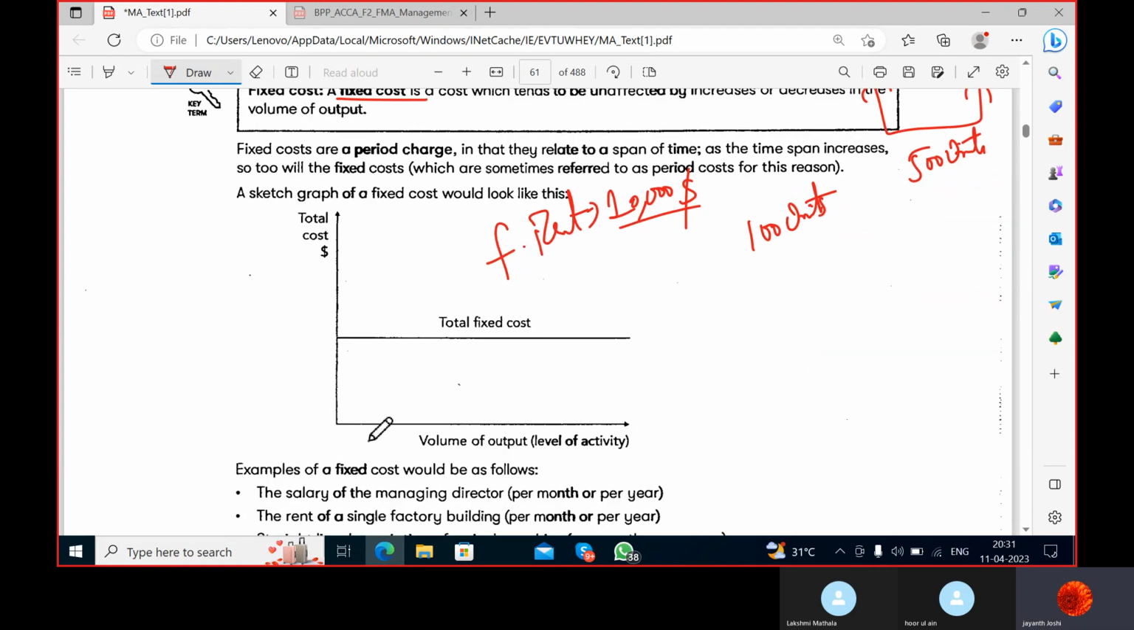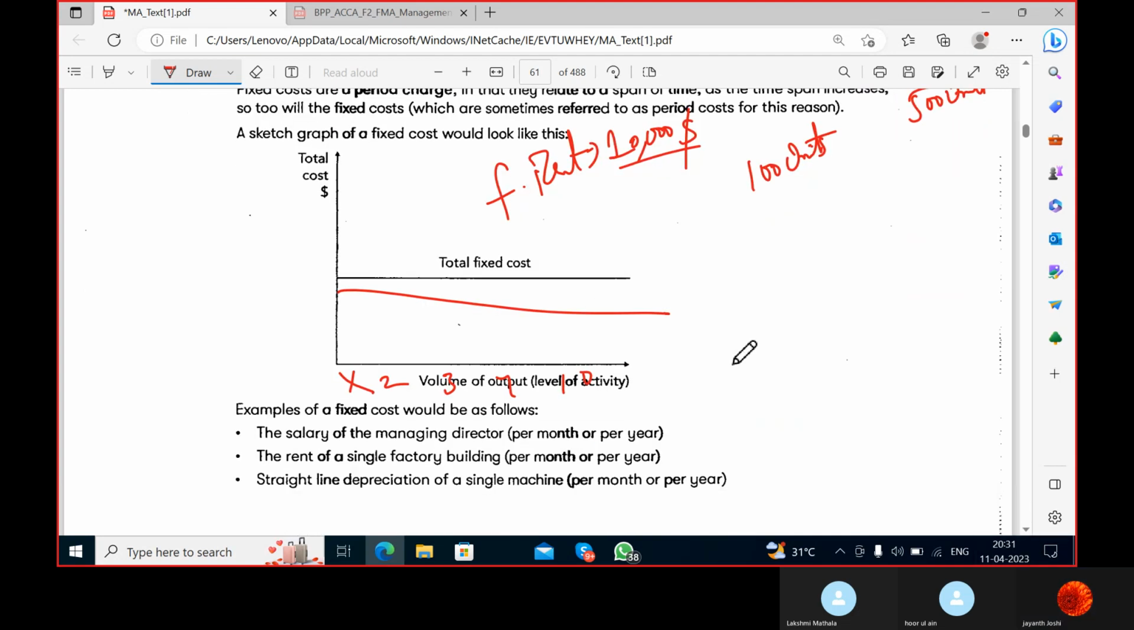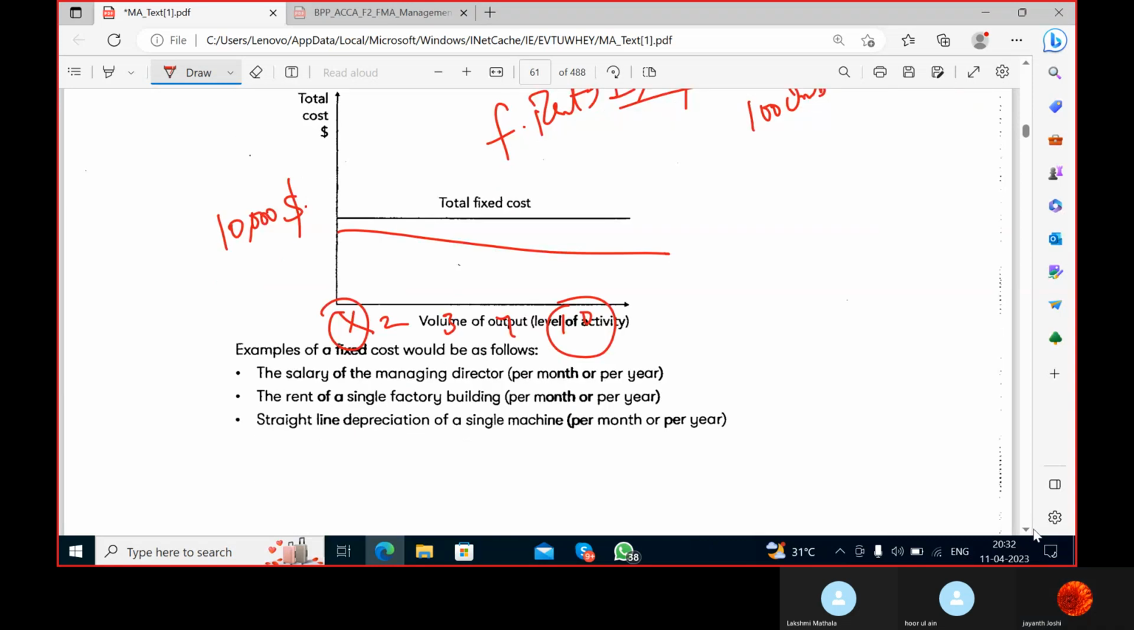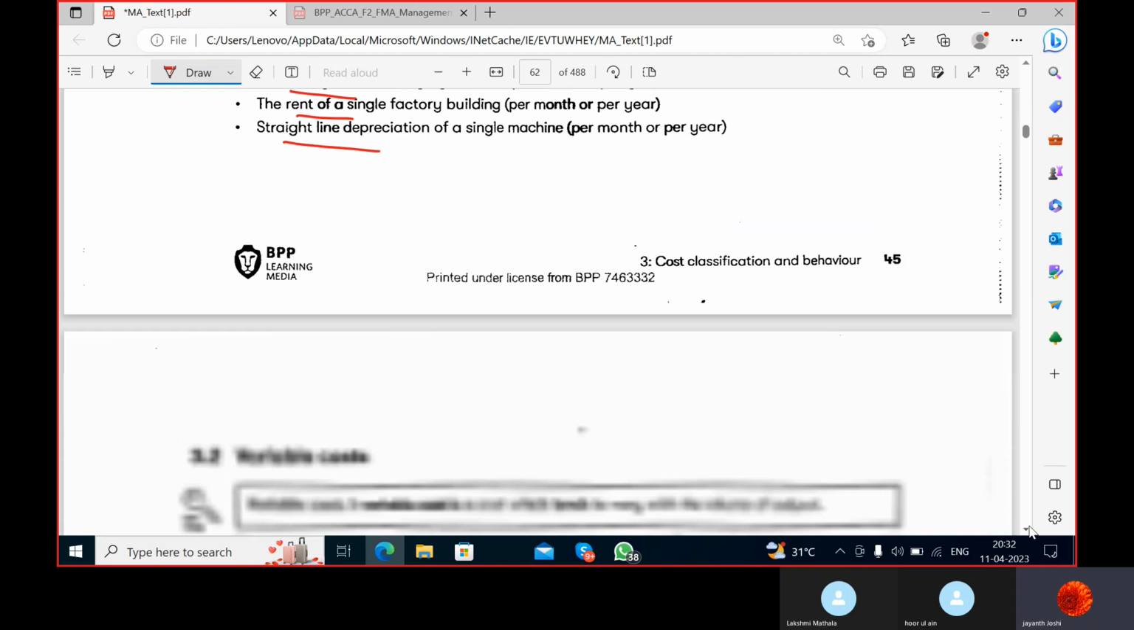That's the reason why, whatever output you make, 1 unit, 2 units, 3 units, 4 units, 10 units, the fixed cost is always fixed. It's a horizontal line. If my rent is $10,000, if I produce 1 unit, I pay 10,000. If I produce 10 units, I pay 10,000. That's it. Examples of fixed cost: salary of MD, rent of a building, depreciation. All these are fixed expenses.